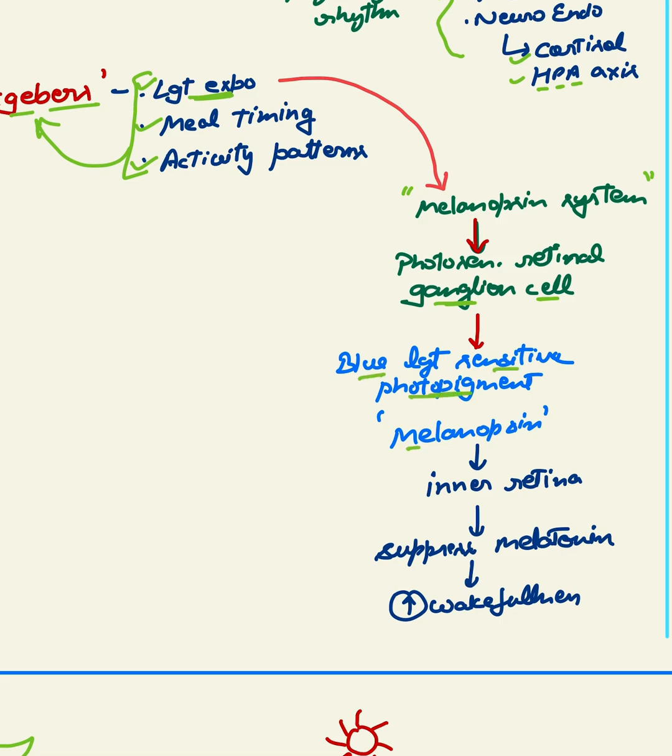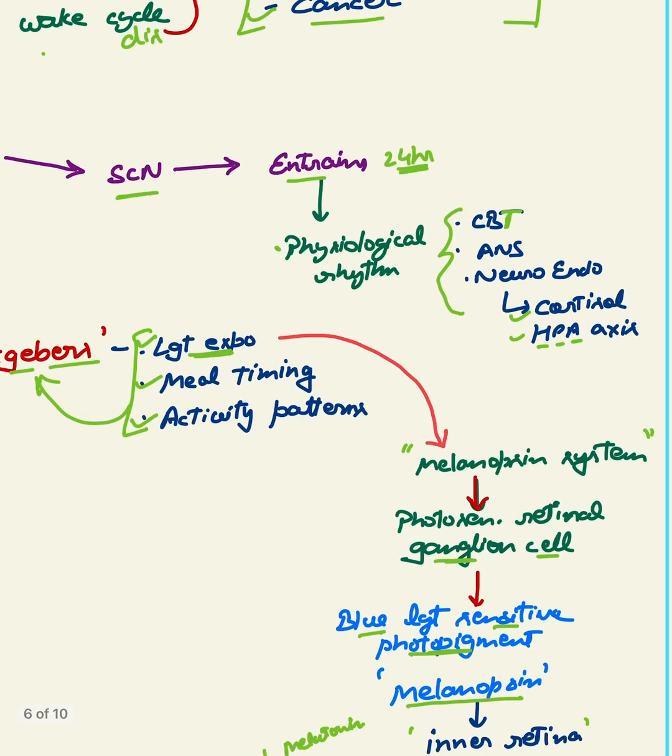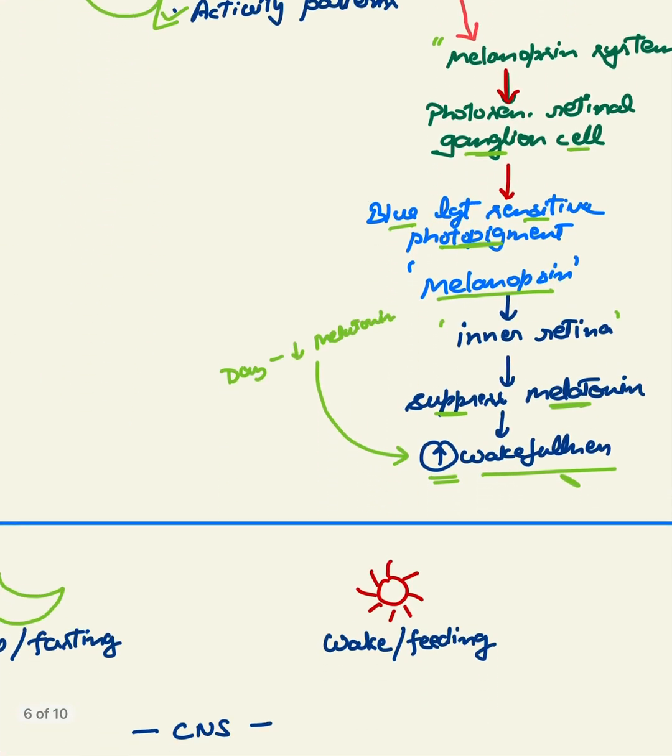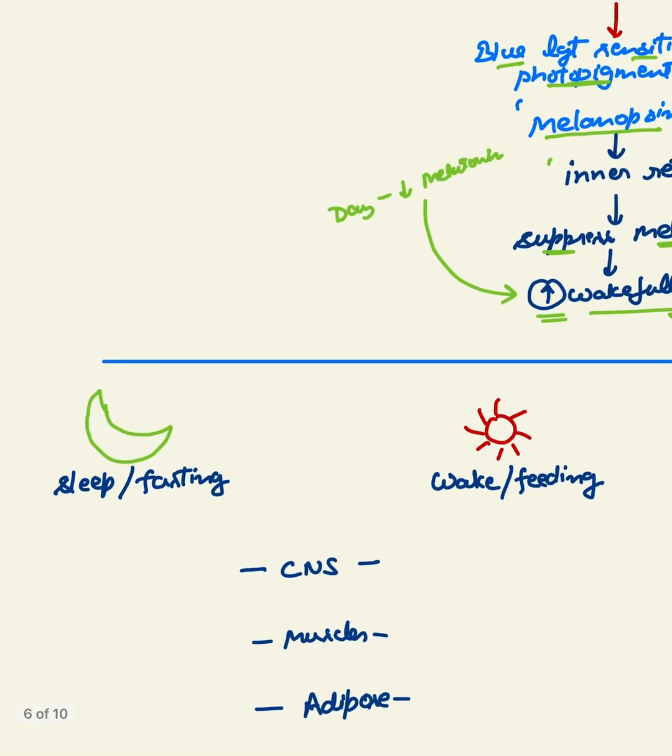The blue light sensitive photopigment called melanopsin is generated in the inner retina, and it suppresses melatonin during the daytime. So during the daytime, there is decreased synthesis, or a decreased level of melatonin in the blood, which imparts increased wakefulness and attentiveness during the working hours of the day. Right.